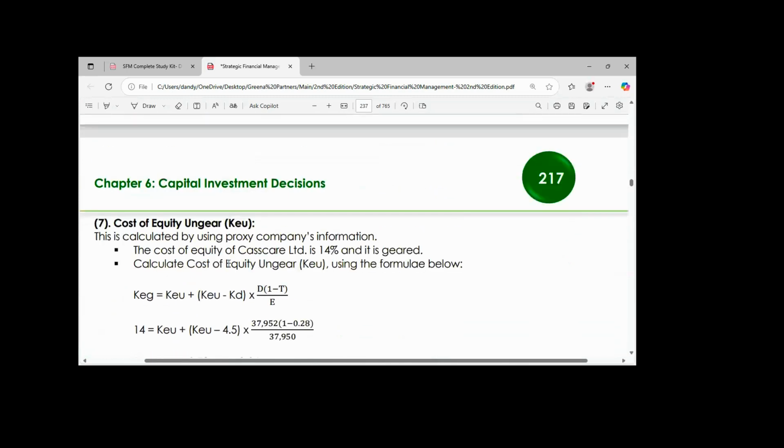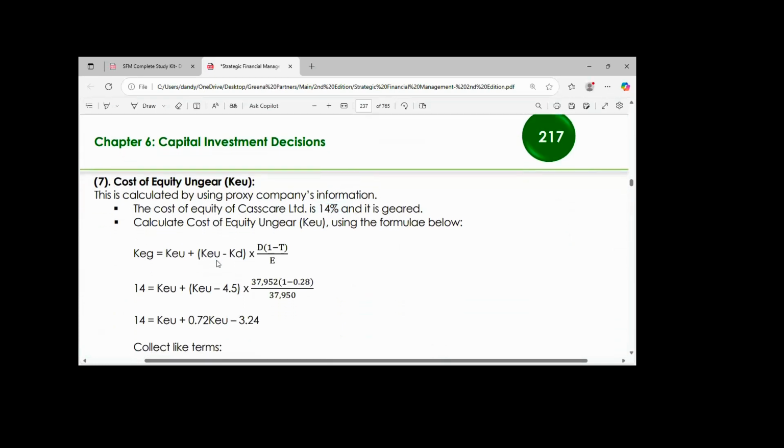In any case, yes, cost of equity on gear. This is calculated by using proxy company information. The cost of equity of Cascare Limited is 14% and it is geared. Therefore, calculate cost of equity on gear using the formula below. This is the formula for calculating cost of equity on gear using the Miller and Modigliani formula.